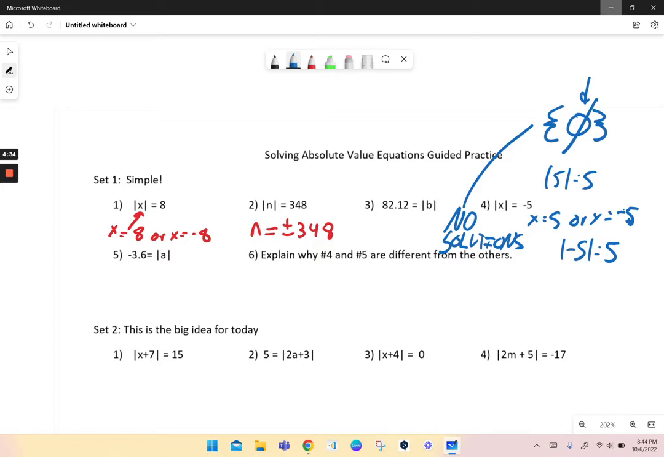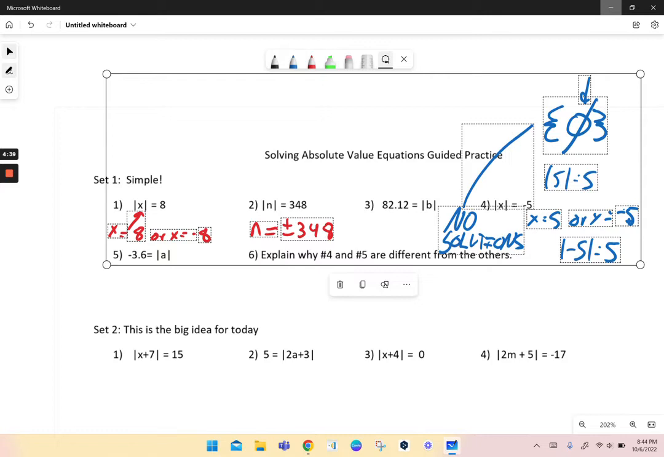Okay. Similarly, you should be able to do this next guy. I don't know how to make this. Oh, there it is. Delete.